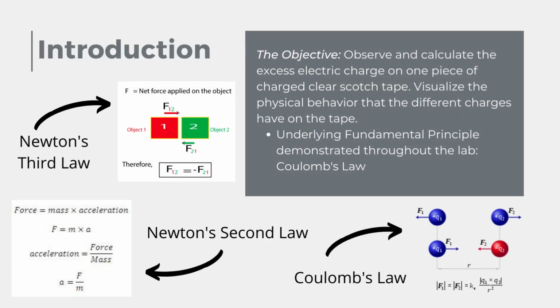The objective of this lab is essentially to observe and calculate the excess electric charge on one piece of charged clear Scotch tape, as well as to visualize the physical behavior that the different charges have on the tape. We will create a computational model through a program called GlowScript and determine the calculations needed for the magnitude of the electric charge. The fundamental principle demonstrated throughout the lab is Newton's second and third law of motion, as well as Coulomb's law. The concepts of electric field and its resulting force are prevalent in this lab too.